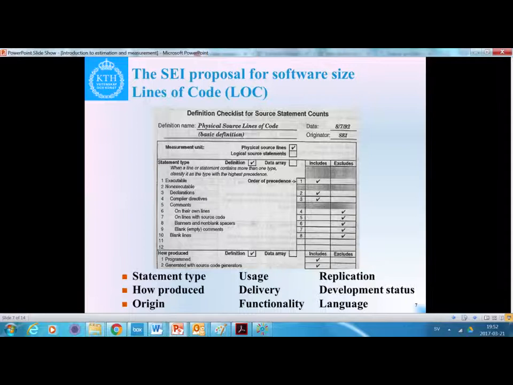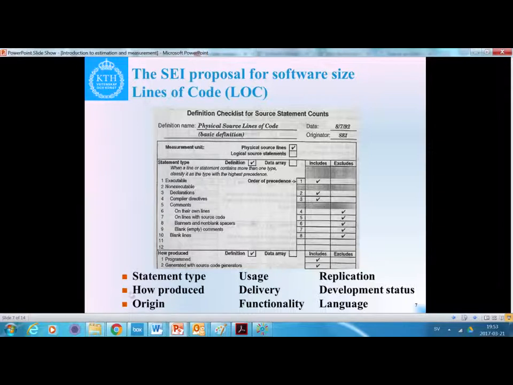But the Software Engineering Institute, SEI, has proposed how to measure software size using lines of code, LOC. This proposal is 200 pages long, so I won't be able to present all of it, but I can tell you that lines of code are specified by statement type, how they were produced, what their origin is, what the usage is, how they are delivered, what their functionality is, how they are replicated, the development status and language. This is simply overkill for defining a line of code for many companies.